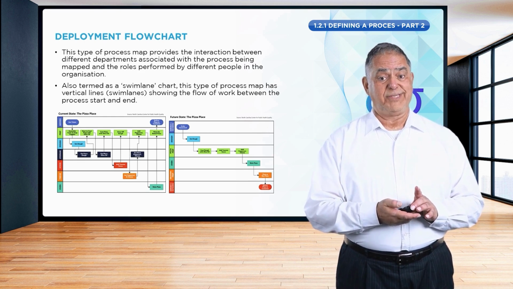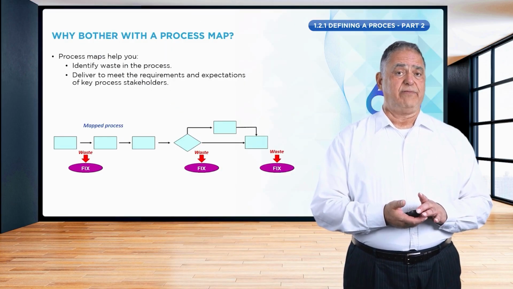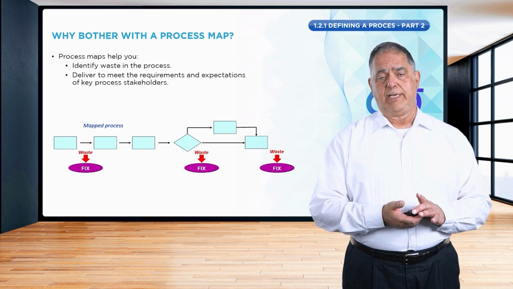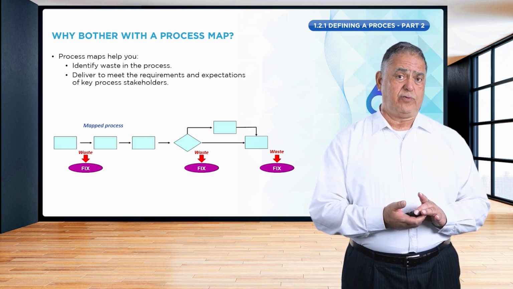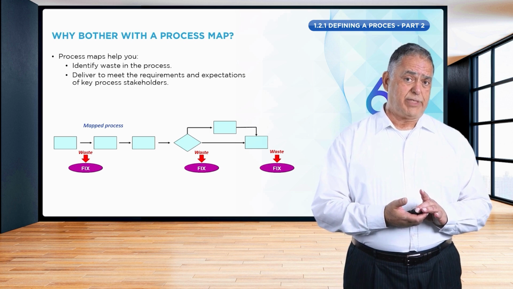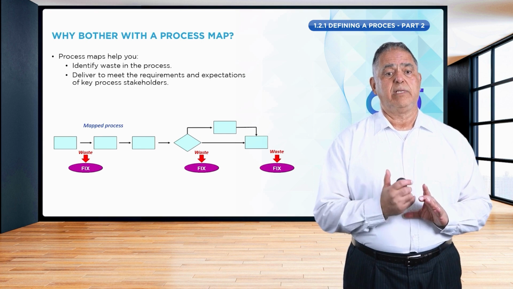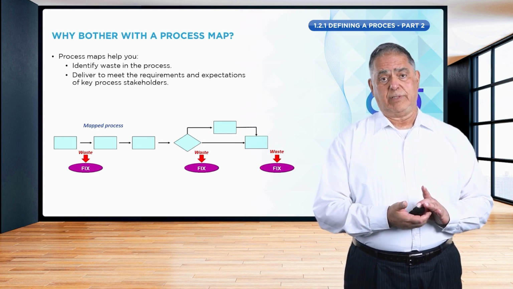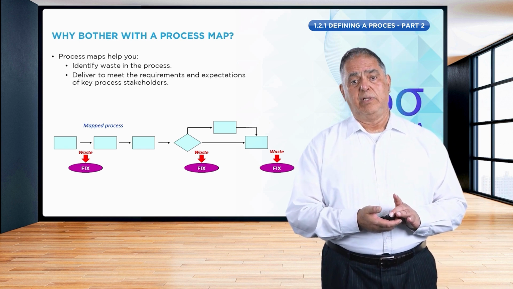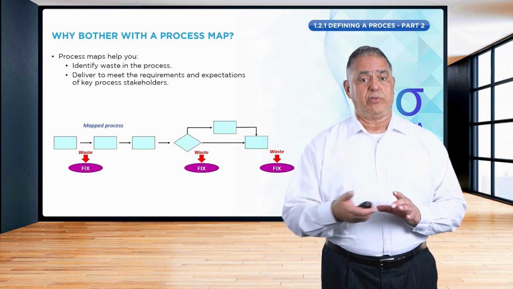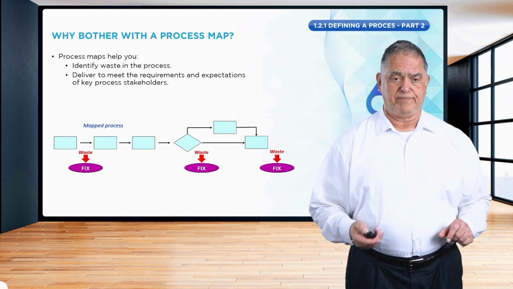So process maps can help you identify waste in the process, and this is typically an activity taking place during the measure phase of the DMAIC project lifecycle. And also make sure that the process delivers in order to meet customer requirements and customer specifications, and also the requirements of key process stakeholders.